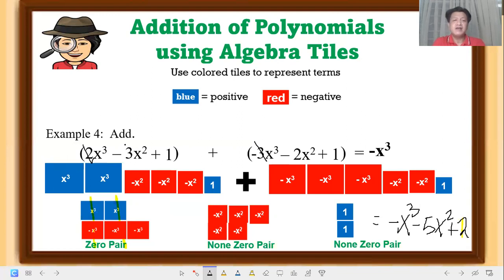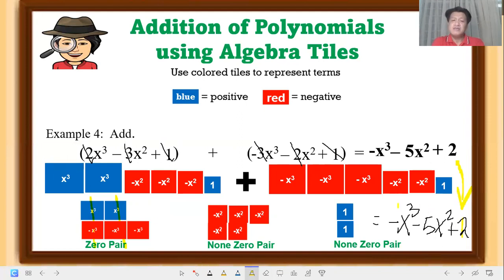Then here, negative 3 plus negative 2 is equal to negative 5, and copy the literal coefficient, which is x squared. And the constant term, 1 plus 1, is equal to 2. So if you notice, our answers are the same.